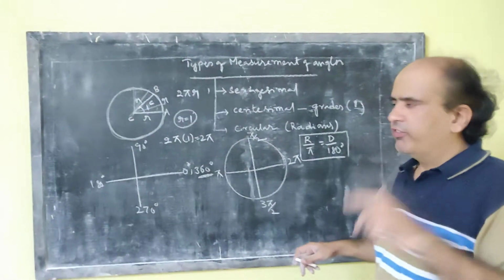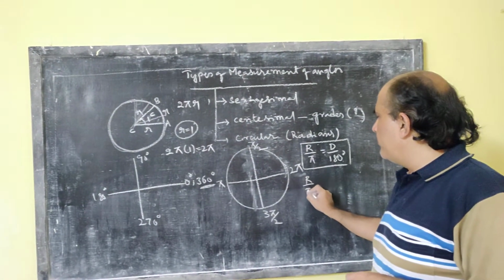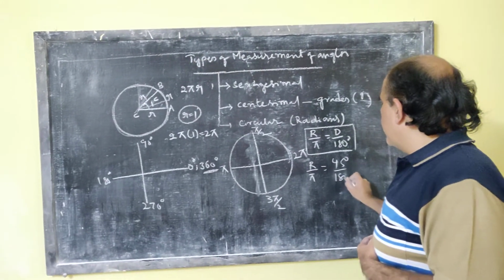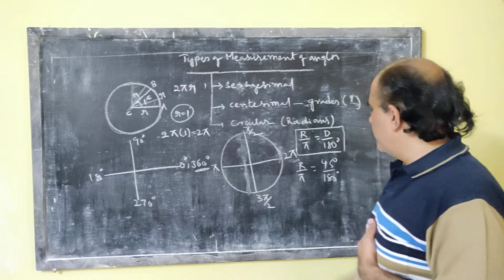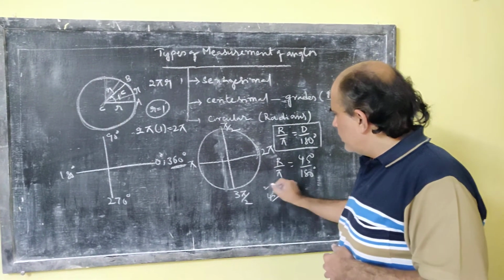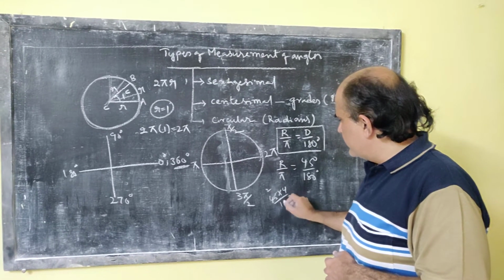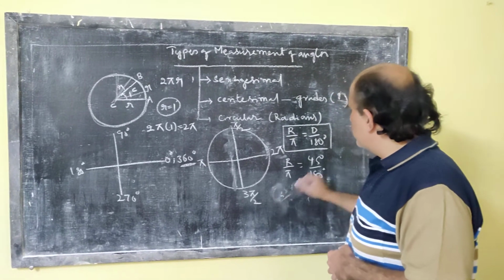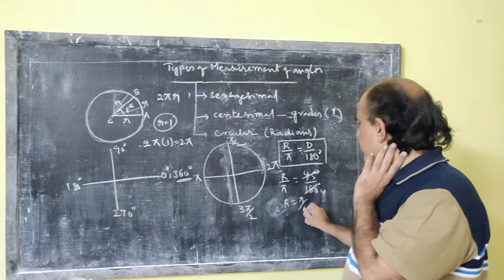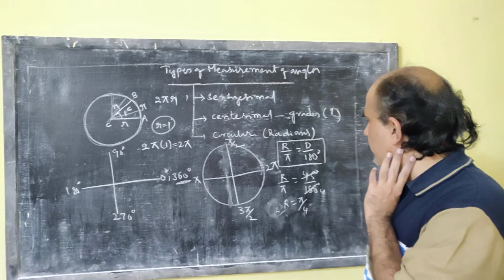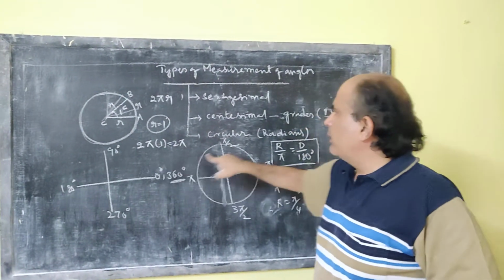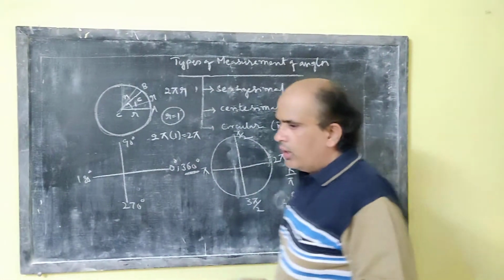Suppose I want 45 degrees. So it is r by pi is equal to 45 by 180. Now 45 into 4 will be 180. So this is 45 ones and 45 fours. So r becomes pi by 4. So 45 in degrees will be pi by 4 in radians.